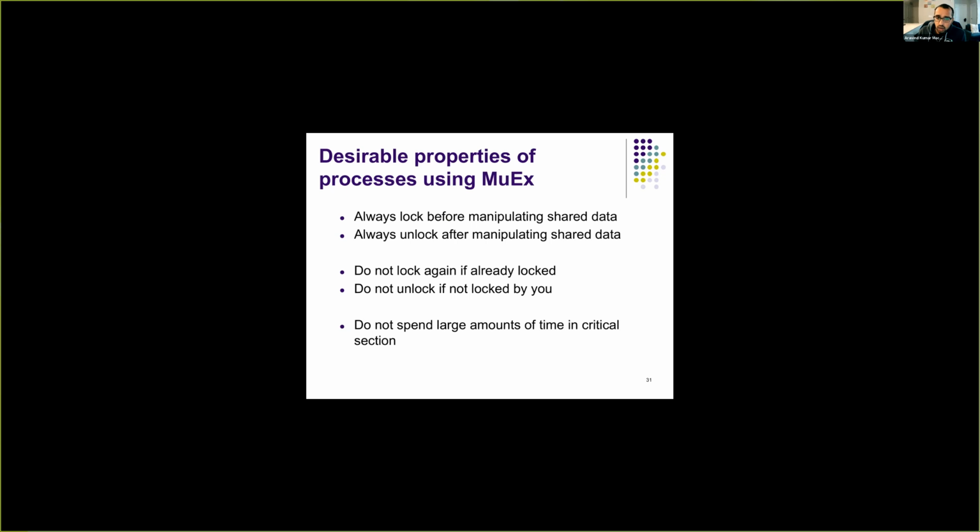Furthermore, when processes want to use mutual exclusion supported through locks, the process needs to acquire the lock before manipulating shared data, and then after accessing shared data, it should unlock the lock.